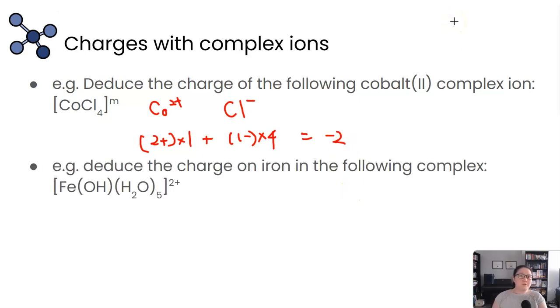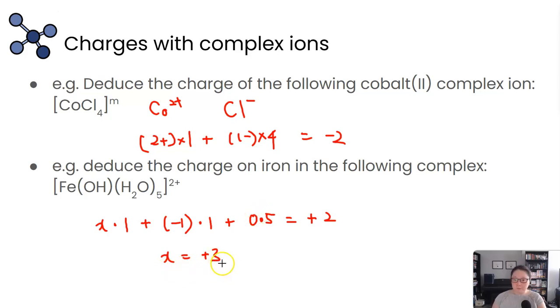You might be asked to do the opposite of it, deduce the charge of iron in the following complex. So here you go. We don't know what the charge of iron is, but we know we have 1 of them. Now, our next one is our hydroxide, and it has a charge of -1, and we have 1 of that. And then we have our waters. We do have 5 waters, but each has a charge of 0. So that's going to be 0 from that. The overall charge of everything is going to be +2. And so the charge on that iron is going to end up being +3.